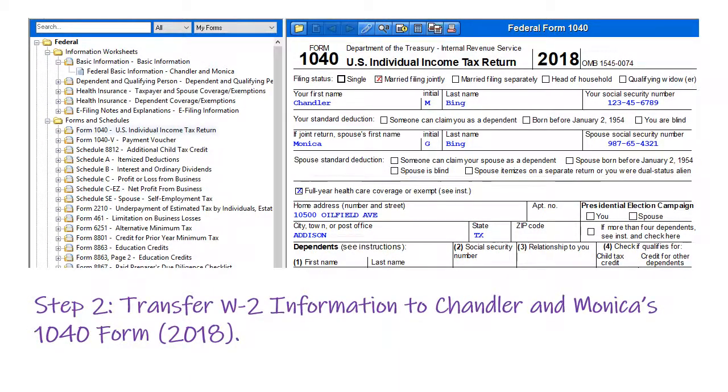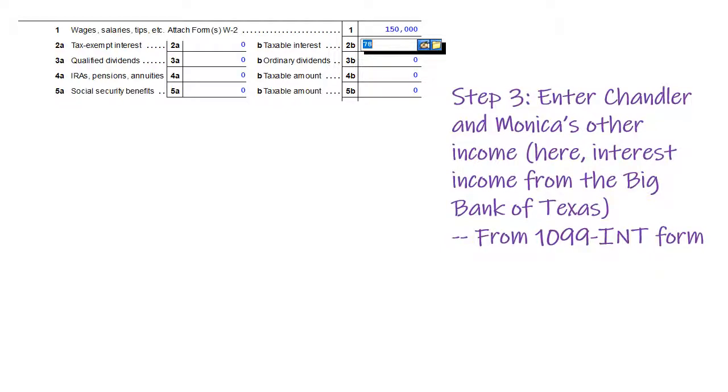Once you've entered the taxpayer information, you would have transferred the W-2 information to Chandler and Monica's 1040 form. This includes the salary and the tax information. In the third step, you'd have entered Chandler and Monica's other income. Here, the interest income that they've received from a bond from the Big Bank of Texas. The amount of interest income was reported on the 1099-INT form.